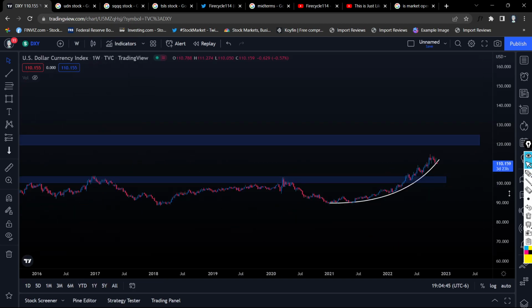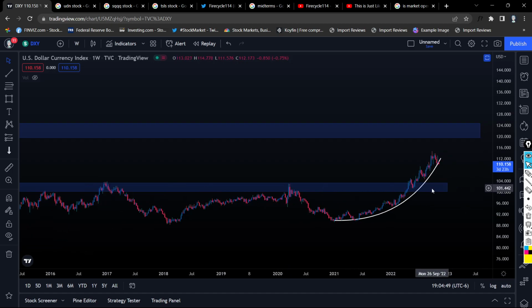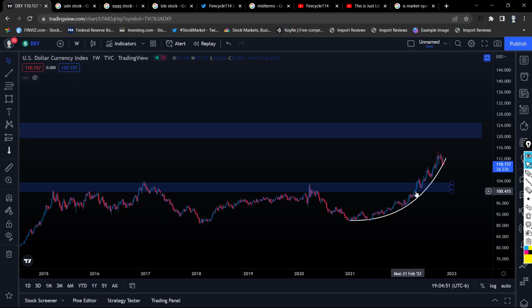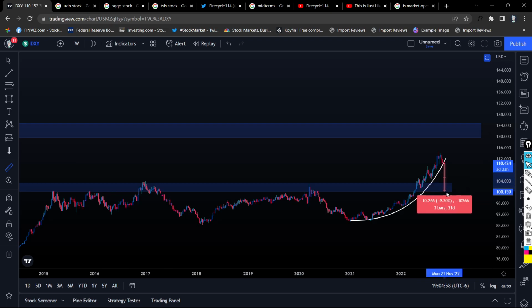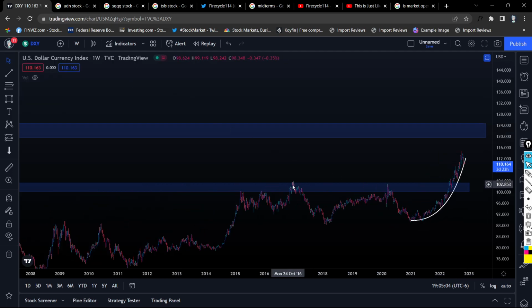Actually, if I go on the weekly time frame, we could see that this is our price target for our short. This is literally my price target of $100. I wanted it to drop to $100, so that would be around a 10% gain on the weekly time frame. So this is going to be my price target.